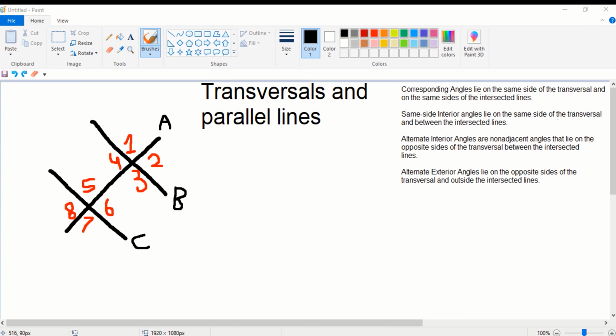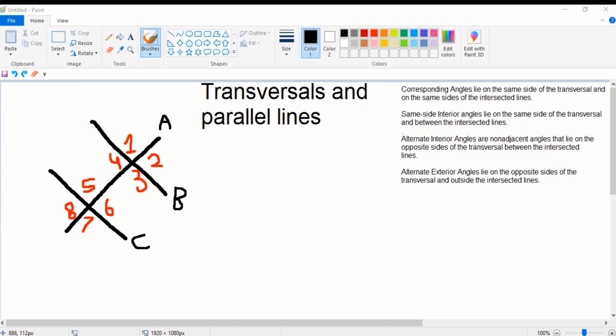So let's start with what are parallel lines. For example, here line B and line C, they are both parallel lines because they will never intersect each other no matter how far they go. And so, what are transversals? Transversals are lines that cross at least two or more lines.